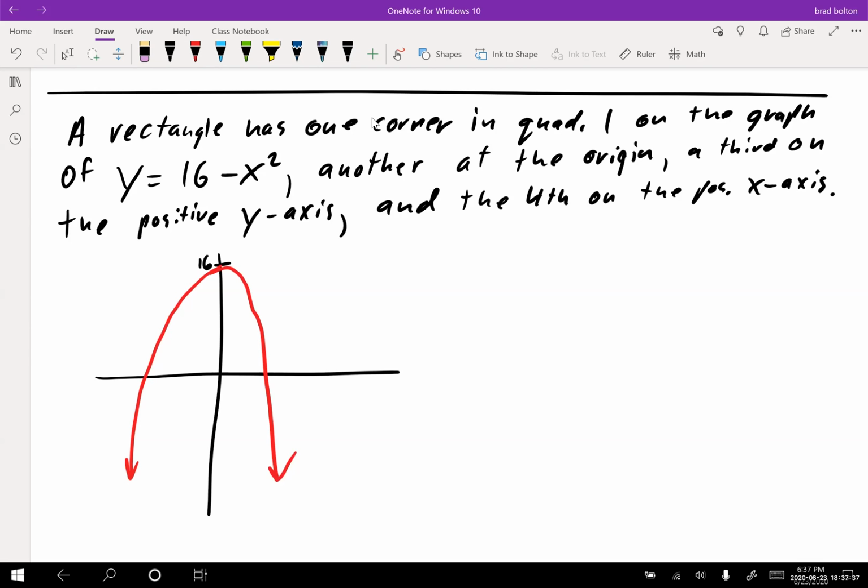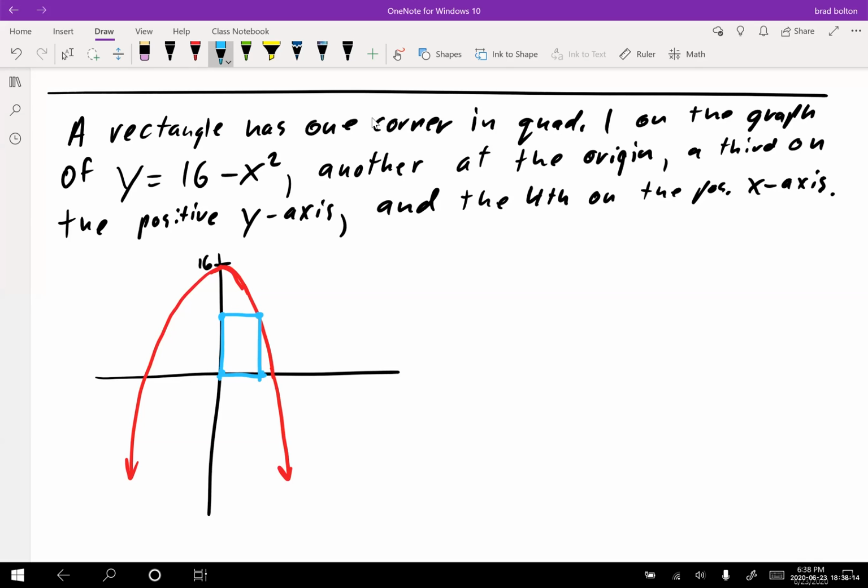Okay, that was horrible. Okay, so we have this downward facing parabola. And it says that one corner of our rectangle is on the graph. So right here, let's say. Another corner is at the origin, so right there. A third is on the positive y-axis, and a fourth is on the positive x-axis. So they kind of forced us to draw it this way. That's the only way it would be a rectangle and not something else, okay?